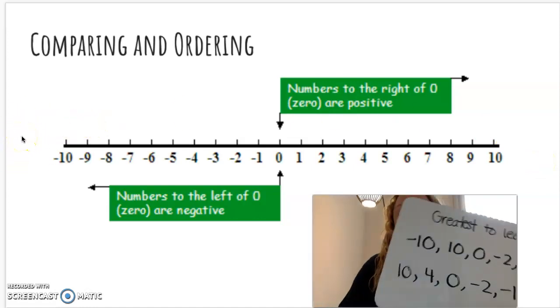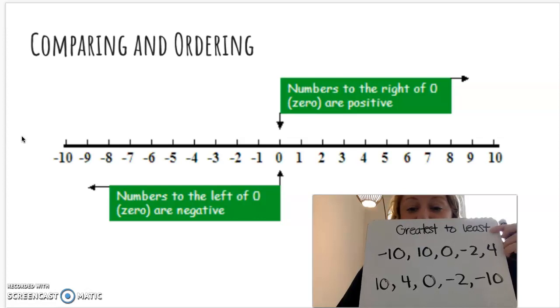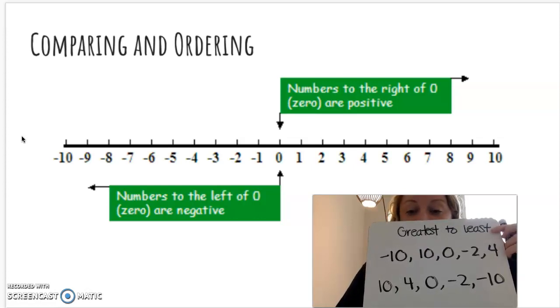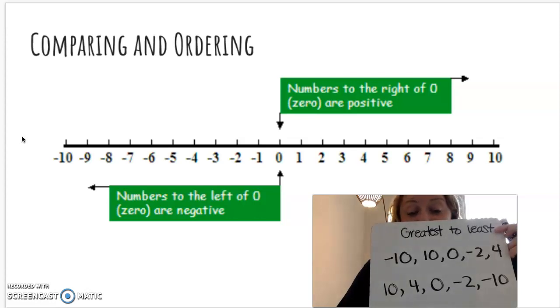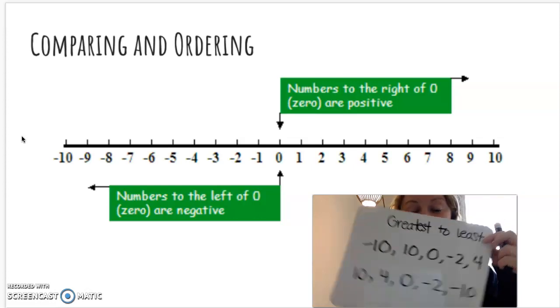So if we ordered these, this is how it would end up. 10 is the greatest, followed by 4, 0, -2, -10. -10 is my smallest number because it's the furthest to the left of 0.